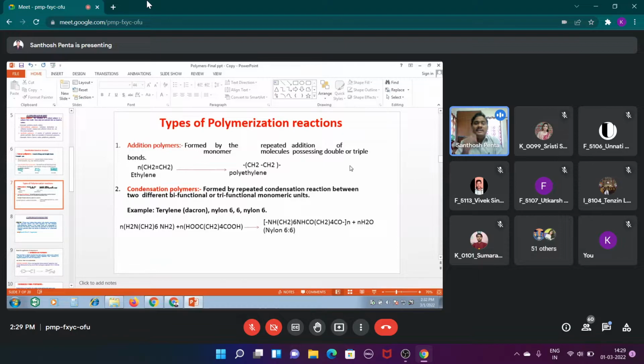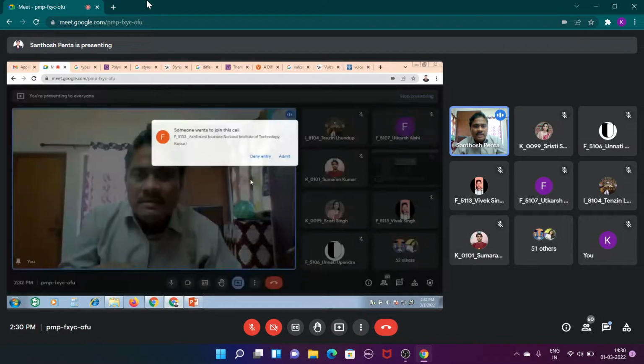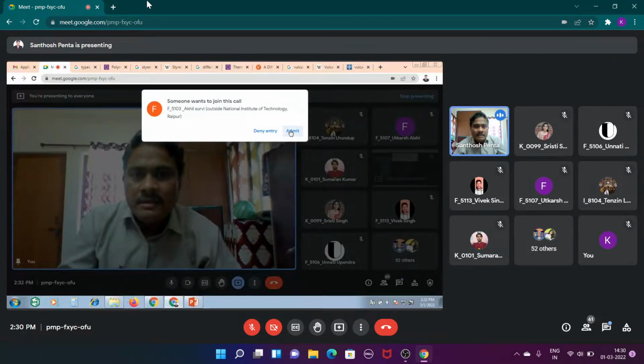In the addition polymerization reaction, many ethylene molecules react with each other and produce the bigger molecule. That means in addition polymerization, many monomeric units join together one by one and produce the bigger molecule, that is polythene.